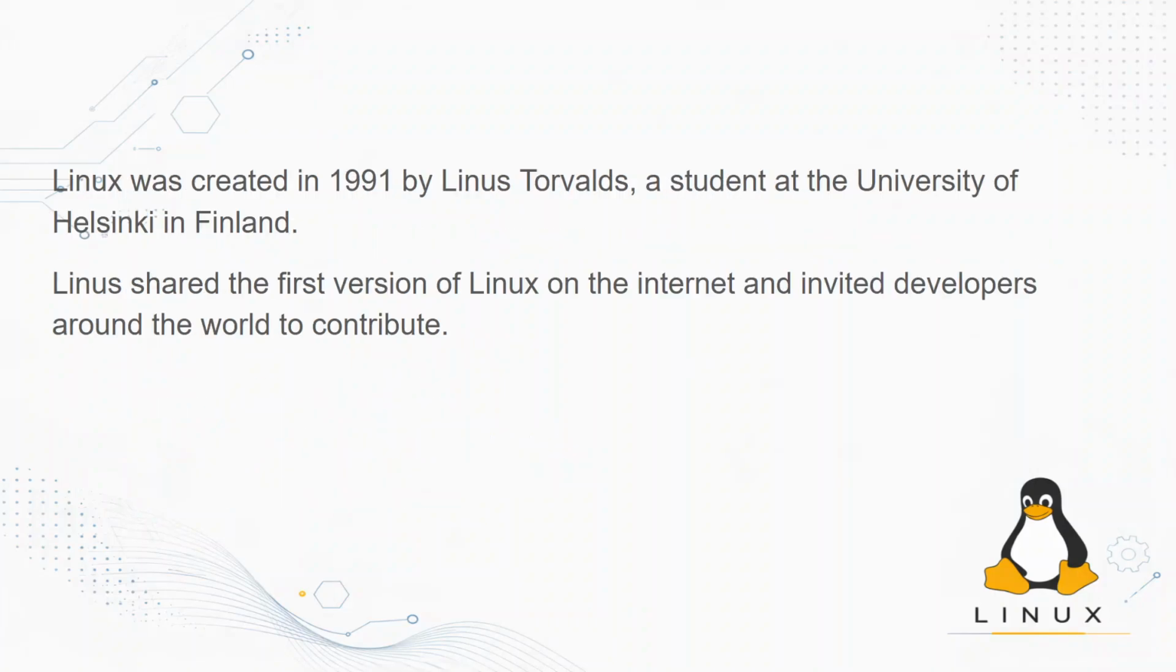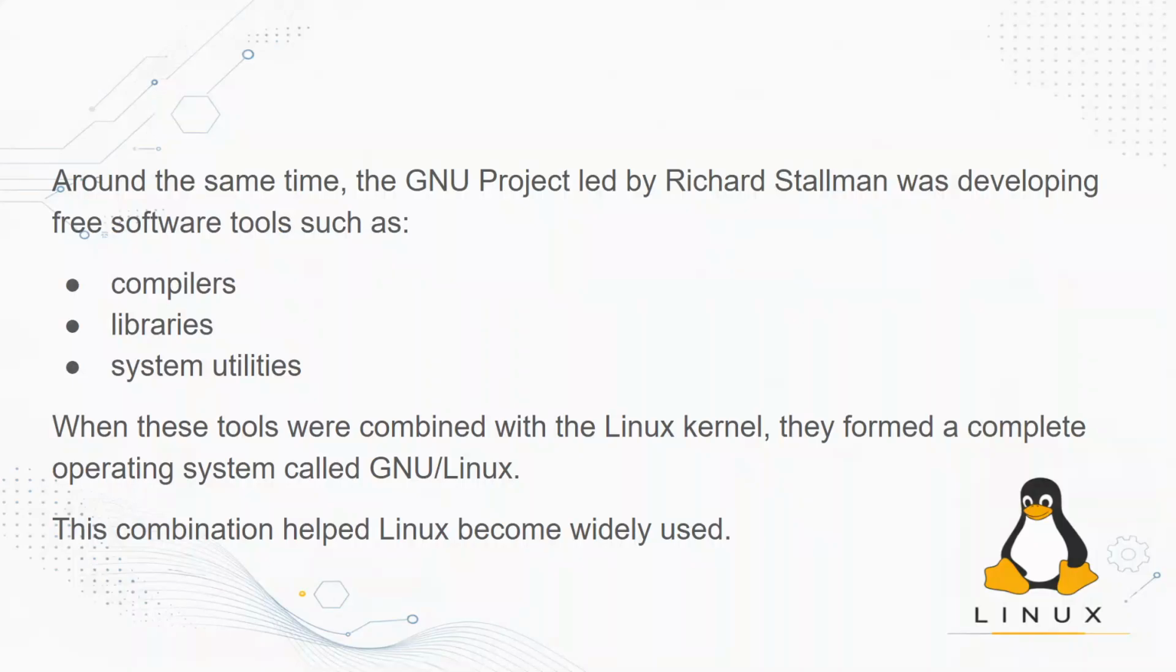Then, at the University of Helsinki, Linus Torvalds created the first version of Linux, and also invited other developers to contribute to this open source project. Around that time, there was a project going on, the GNU project led by Richard Stallman. They were developing free, open source tools that other companies and developers could use, such as open source compilers and libraries.